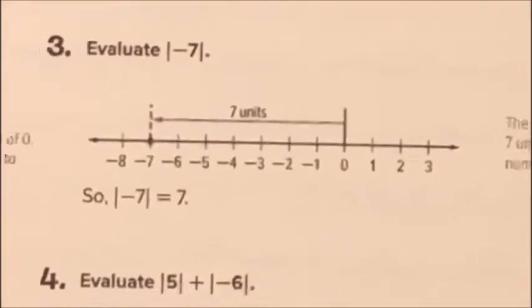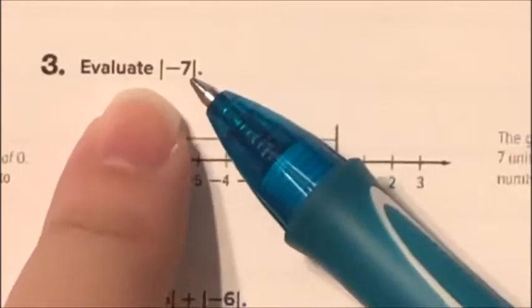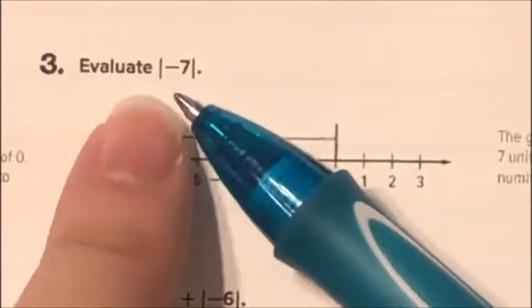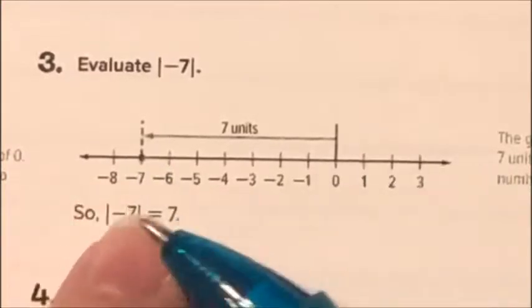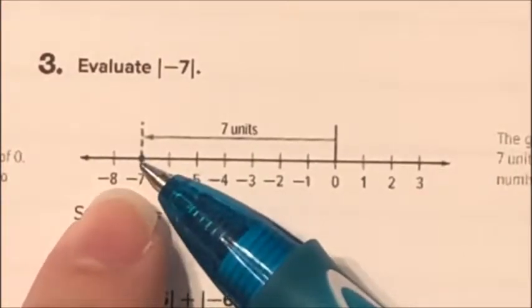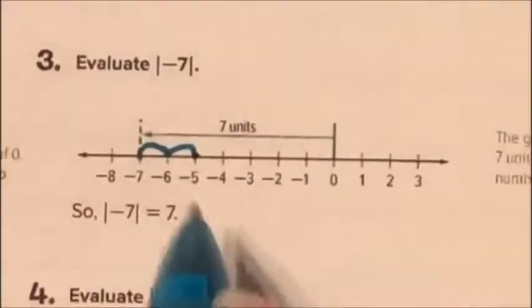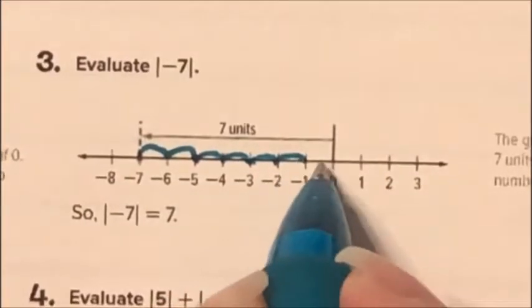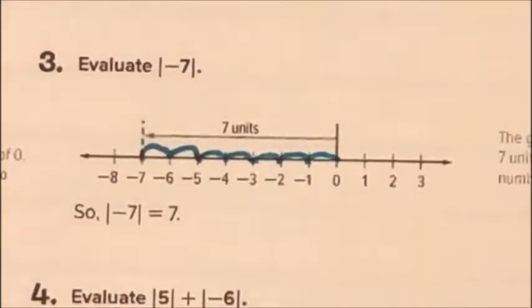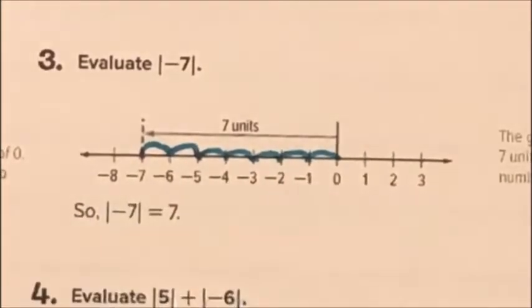Example number 3 says evaluate the absolute value. That's what these bars are. These bars right here, that means absolute value. So evaluate the absolute value of -7. So here's my number line. This is where -7 is. I'm going to figure out how many units away from 0 it is. So 1, 2, 3, 4, 5, 6, 7. So the absolute value of -7 is 7 because it's 7 units away from 0.